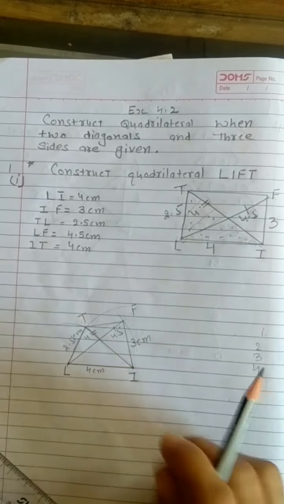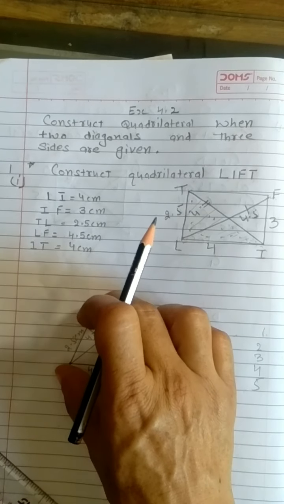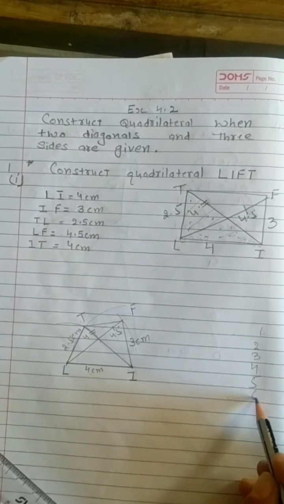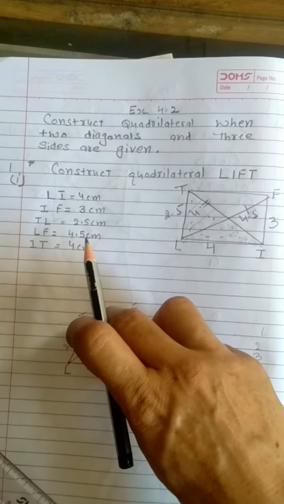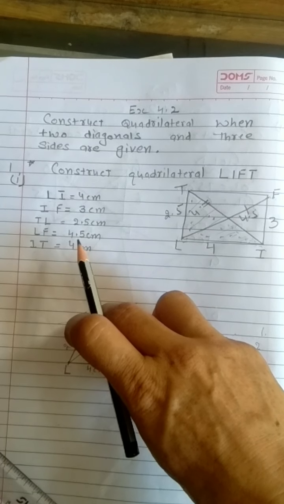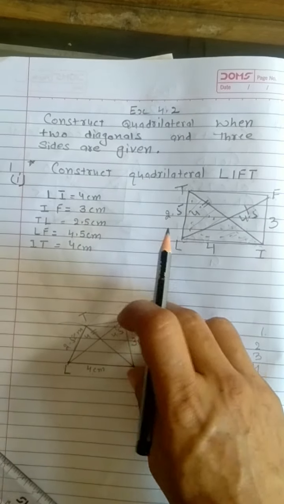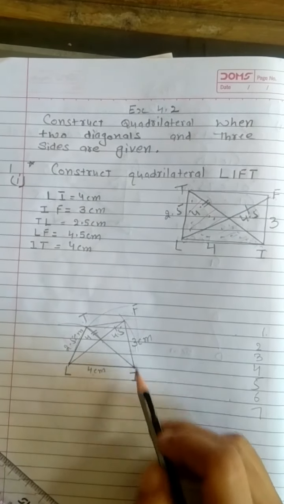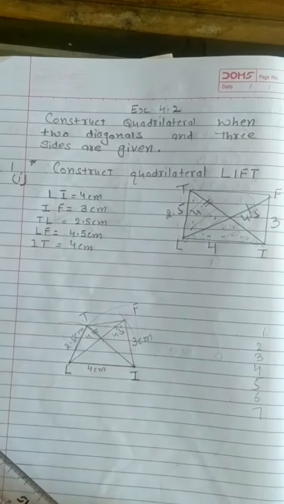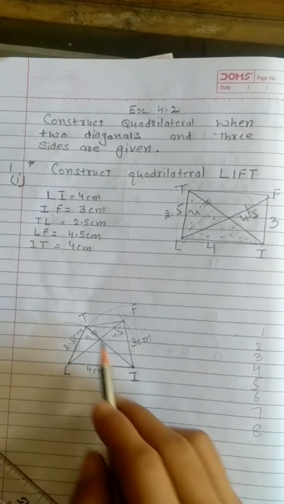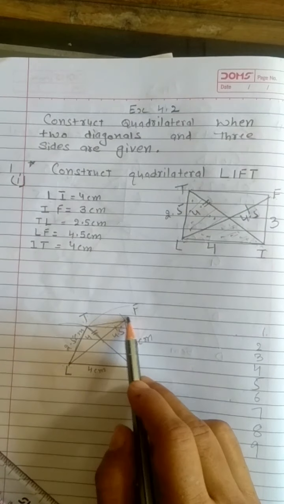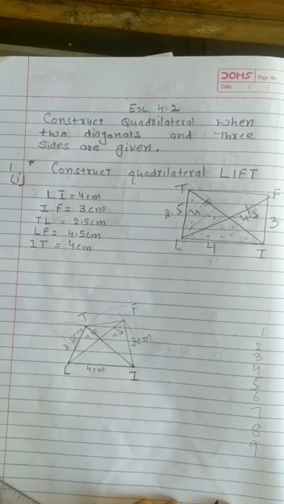Step 5, with L as the center and radius 4.5 centimeter, draw an arc. Step 6, with I as the center and radius 3 centimeter, draw an arc which cuts the arc of the previous step at point F. Step 7, join LF and join IF. Step 8, join TF, and last step, LIFT is your required quadrilateral. Clear?